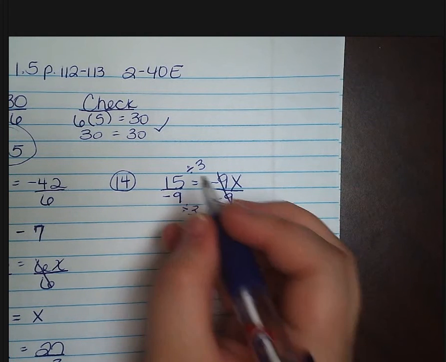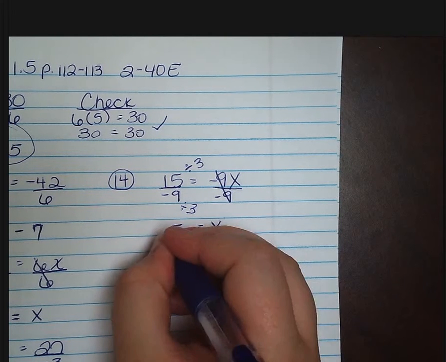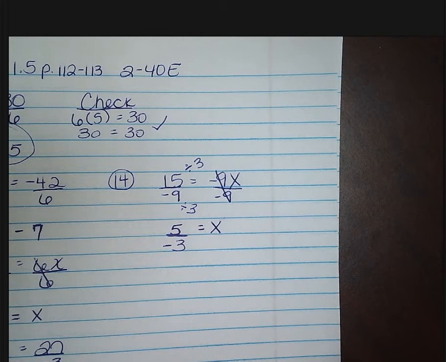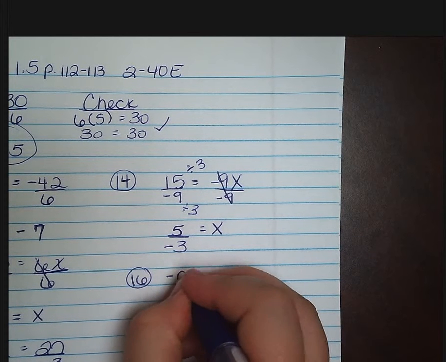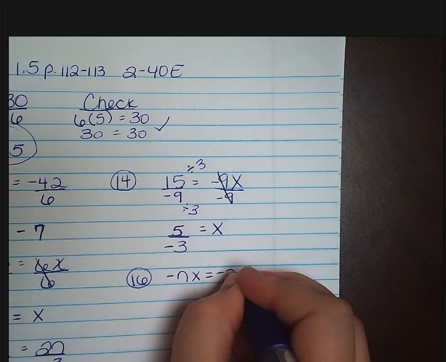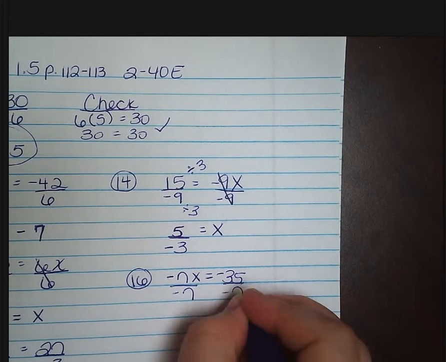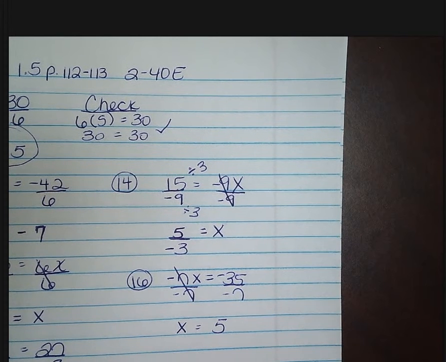So 15 divided by 3 is 5. And -9 divided by 3 is -3. So we get -5/3. The negative could be in the top, it can be in the bottom, it could be in the middle, it really doesn't matter. Number 16, -7x equals -35. I'm going to divide both sides by a -7, which leaves me with x equals a +5.